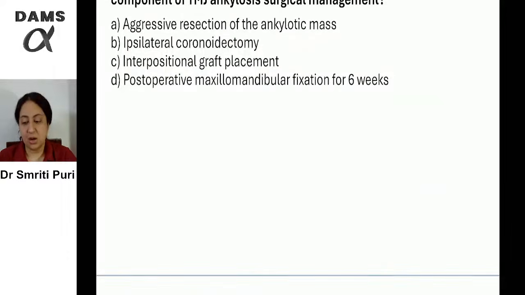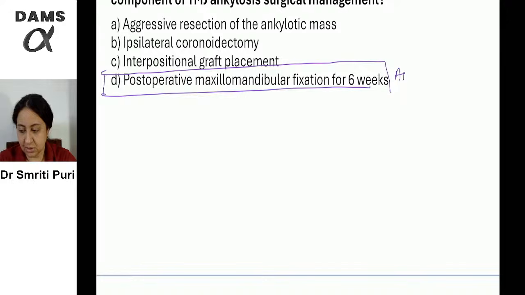Coming to question 20. According to Kaban's protocols, which of the following is not a component of TMJ ankylosis surgical management? A. Aggressive resection of ankylotic mass. B. Ipsilateral coronoidectomy. C. Interpositional graft placement. And D. Post-operative maxillomandibular fixation for 6 weeks. So Kaban actually emphasizes early mobilization. So post-operative maxillomandibular fixation for 6 weeks is nowhere given in Kaban's protocols. So this is the correct answer.